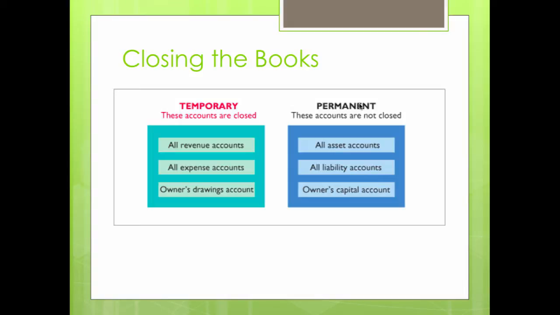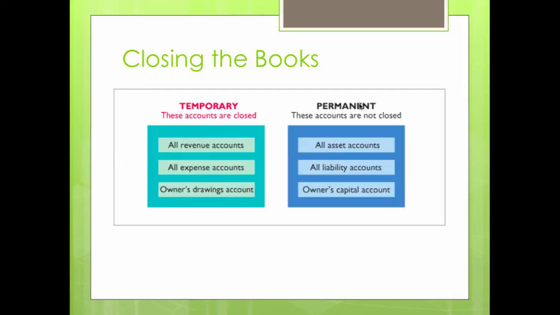At the end of the accounting period, a business usually prepares the accounts so that they can be ready for the next accounting period. The process of preparing those accounts to be ready for the next accounting period is known as closing the books. And to close the books, it is necessary to distinguish between temporary and permanent accounts.